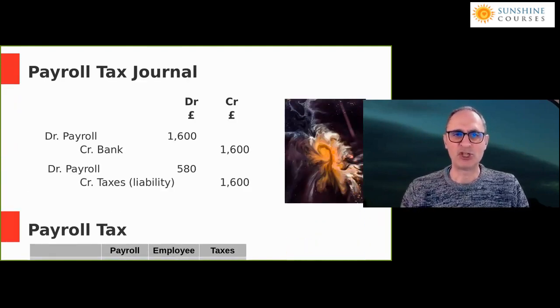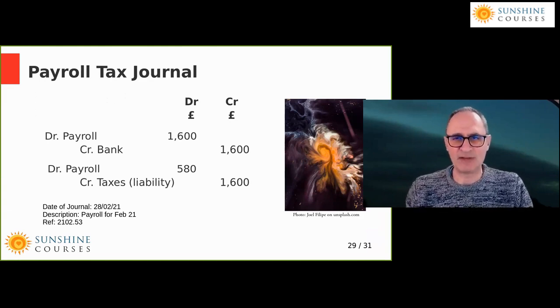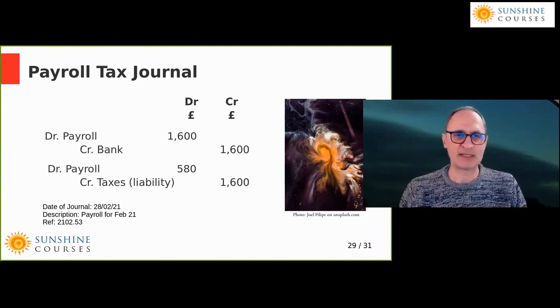So the journal in this would be two separate journals. If you were entering by journal, which you probably wouldn't if you're entering it as a cash entry, it would be debit payroll, credit bank, and then the second check, debit payroll, credit taxes, which would be a liability to the government. But then when you actually pay it, you then pay the government and clear the liability.